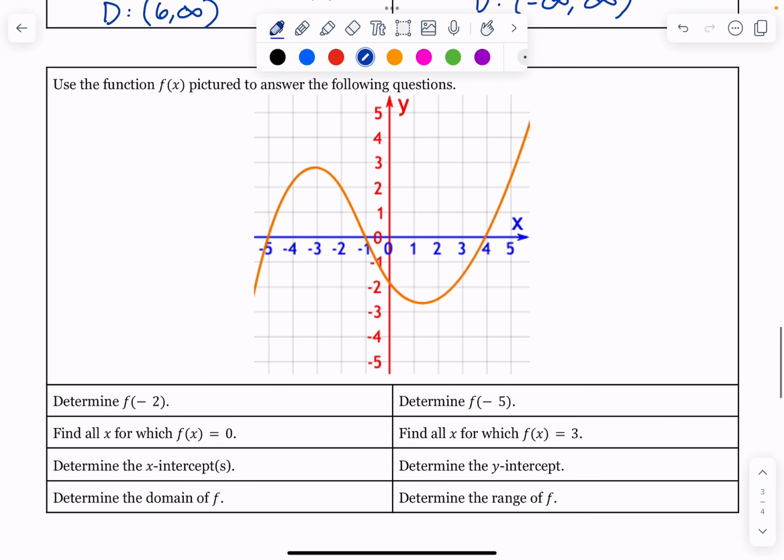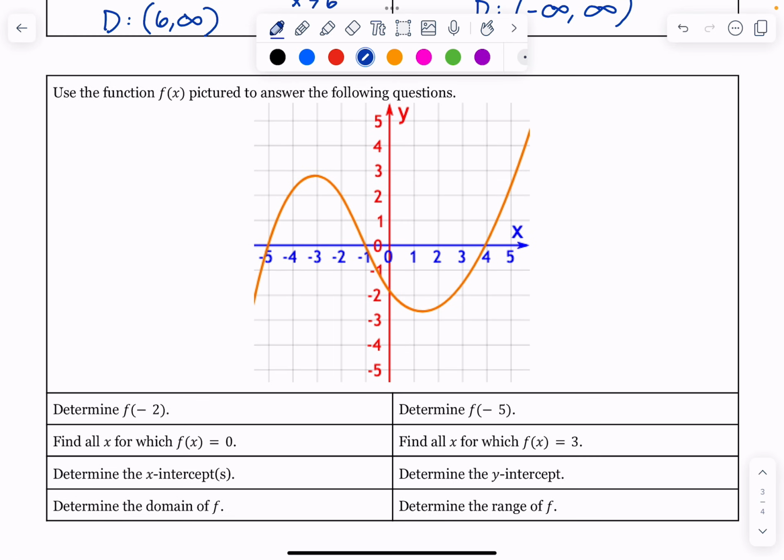All right, last section, we're looking at this function pictured, and we are going to fill in the blanks. So it says determine f of -2, which means x is -2. For that, we have y equals 2. f of -5 would be what y is at x equals -5, which would be 0.